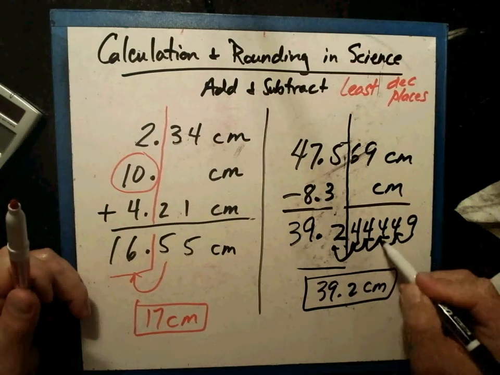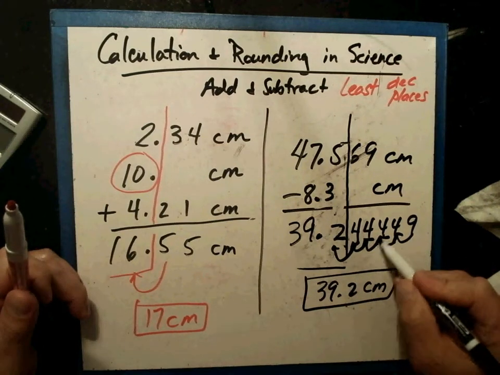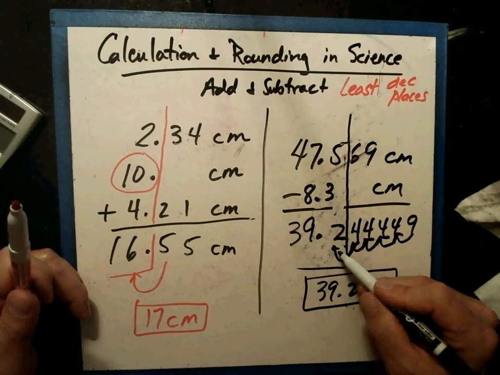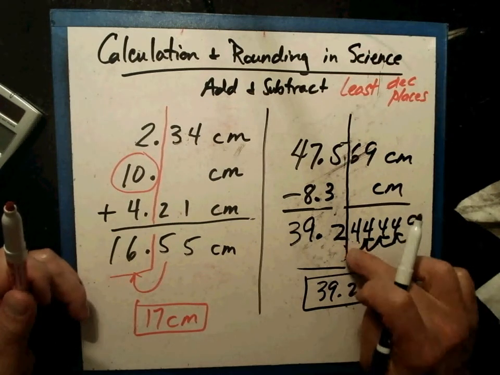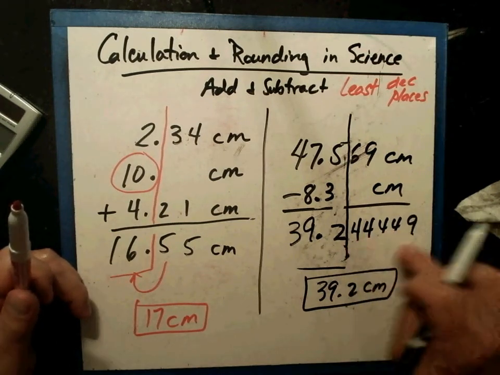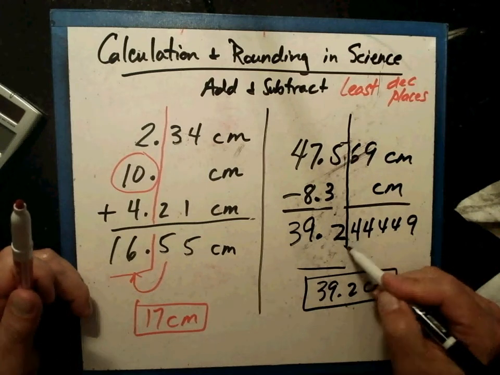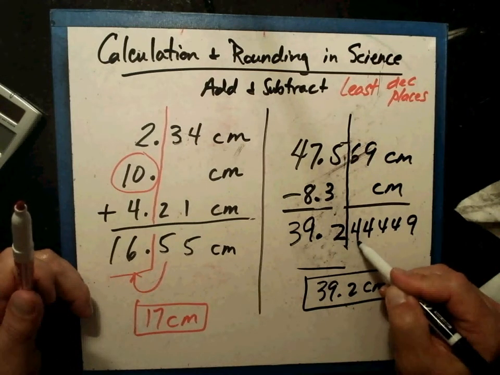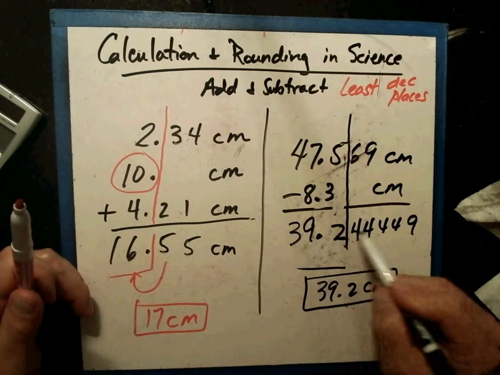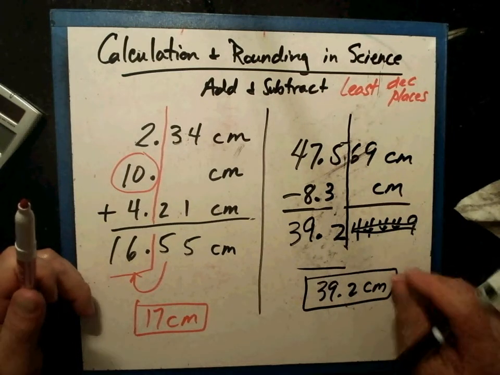Every time you round, you have a slight error. So you have error, error, error, error, error. Tons of error. So what you're going to do is this. You look at one place past where you cut your number off. So if I'm cutting it off here, if it's a 5 or higher, it rounds. Does that round? No. The answer is 39.2 and everything else goes away.